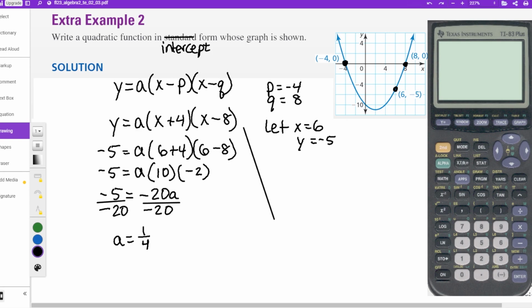So now we can take our equation here, and we can write a as 1/4. Y equals 1/4 times x plus 4 times x minus 8.